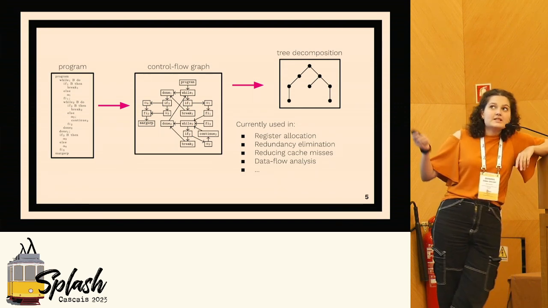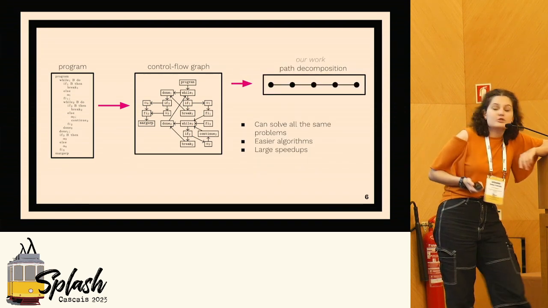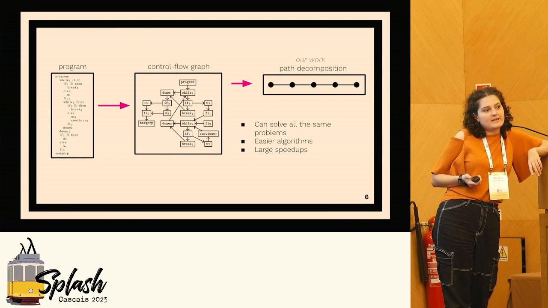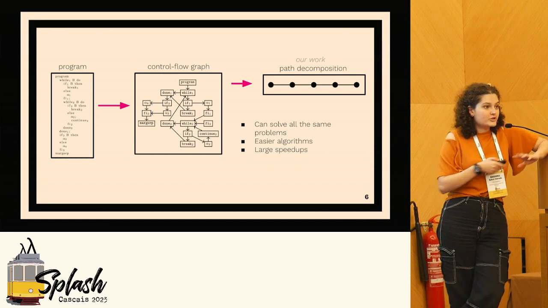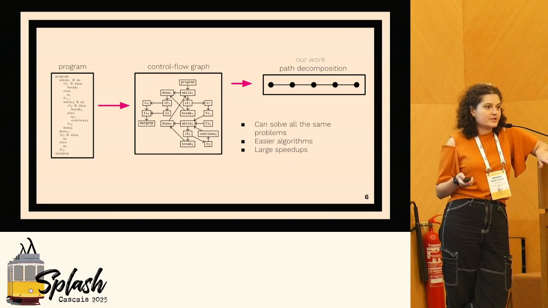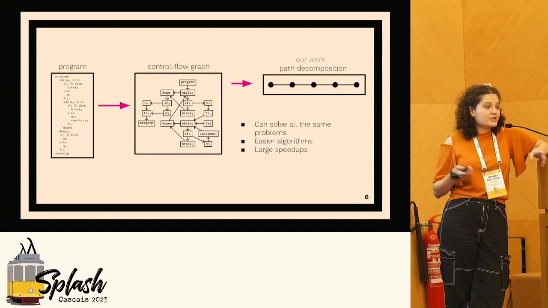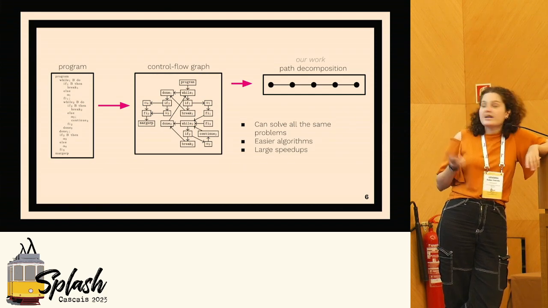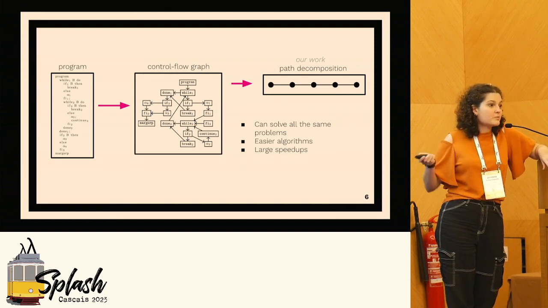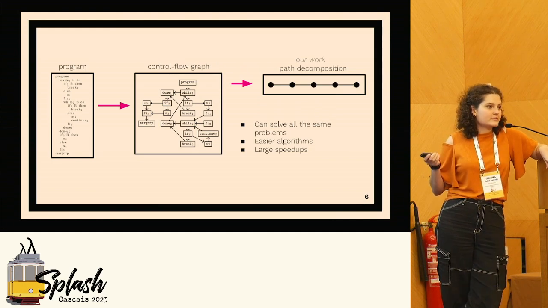And what we do in this paper is prove that these control flow graphs also kind of look like paths. The nice thing about this type of decomposition is that we can solve all the same problems that we could before with the tree decomposition. The algorithms are much, much simpler because paths, arrays, are easier than trees. And also we can have very large speedups, even complexity speedups in some of these algorithms.